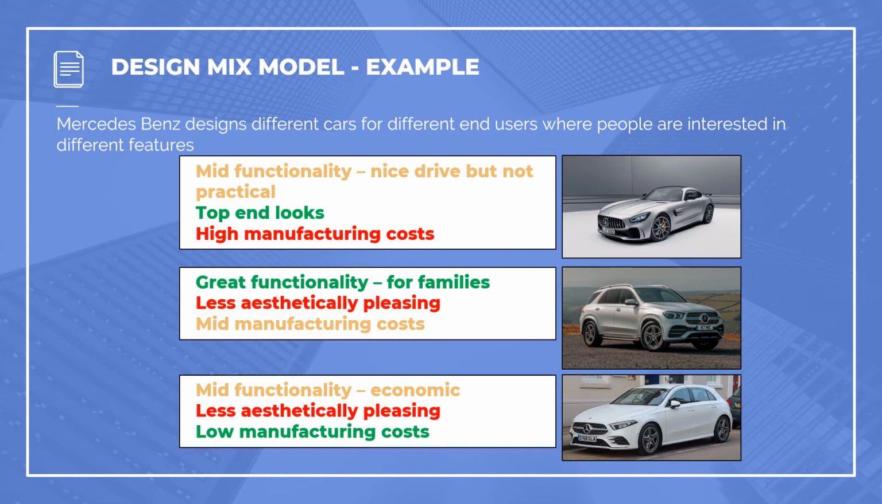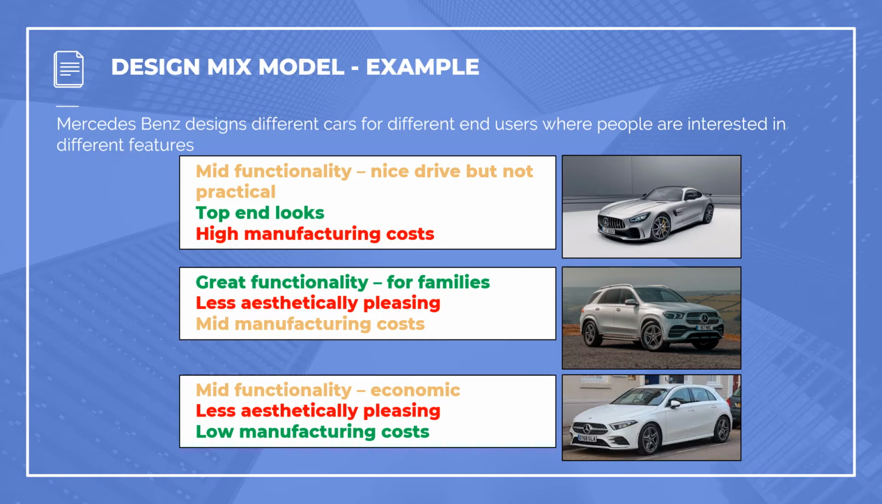So as a little example, if we look at Mercedes-Benz, now these are one of the top 10 brands in the world, and they are very, very high up in the car manufacturing business. So with their particular company, with the design mix model, when they're developing different cars for their range, they need to think about who the end user is going to be. And they will have lots and lots of research suggesting which type of vehicles people are looking for.